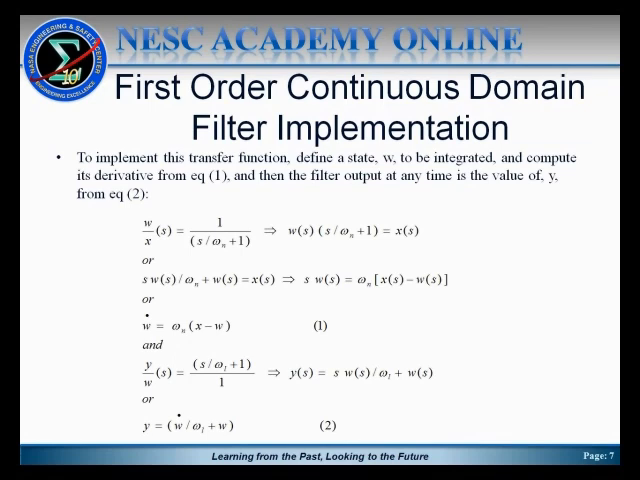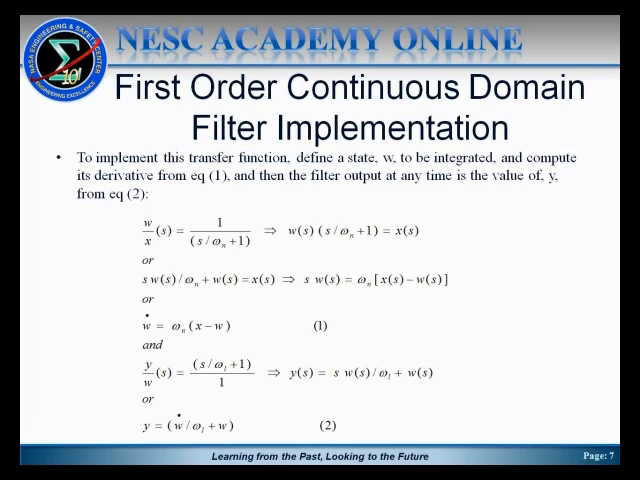So the way you would use this is you would again define this state that's going to be integrated numerically versus time, and you'll come in and first compute from equation 1 the current derivative of w as just omega n times the input x minus the current integrated value of w.